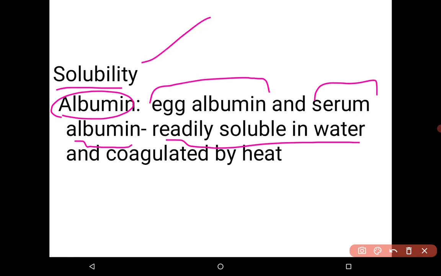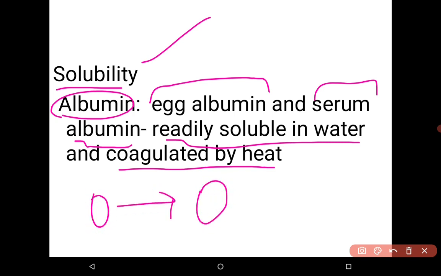So you can classify them: there are those that are soluble and those that are not readily soluble in water. And the good part about albumin is that it coagulates by heating. When you boil an egg, you find that it coagulates. In boiled eggs, that white thing is albumin. Albumin is a protein. What type of protein? A soluble protein.